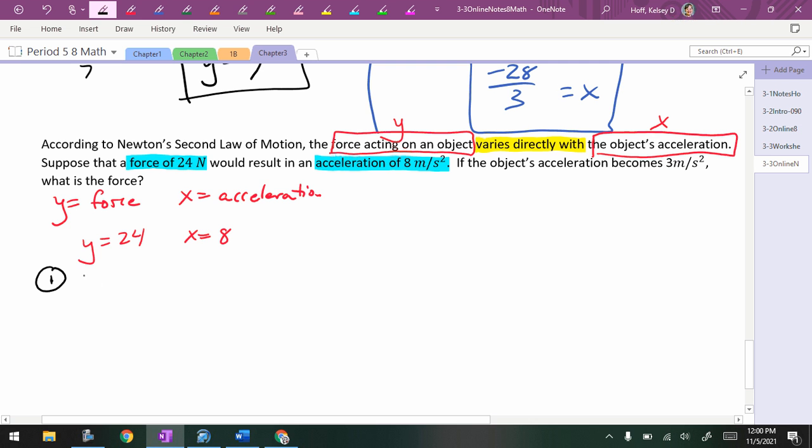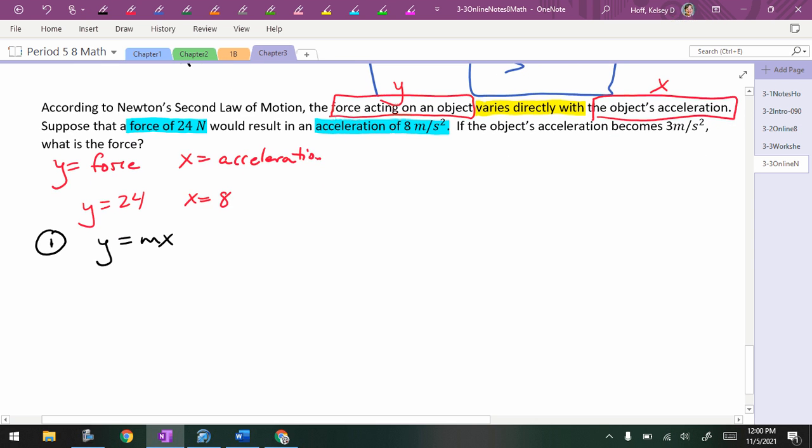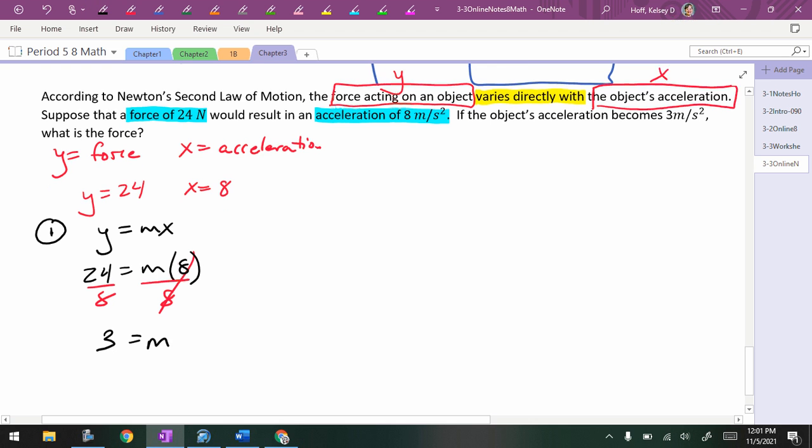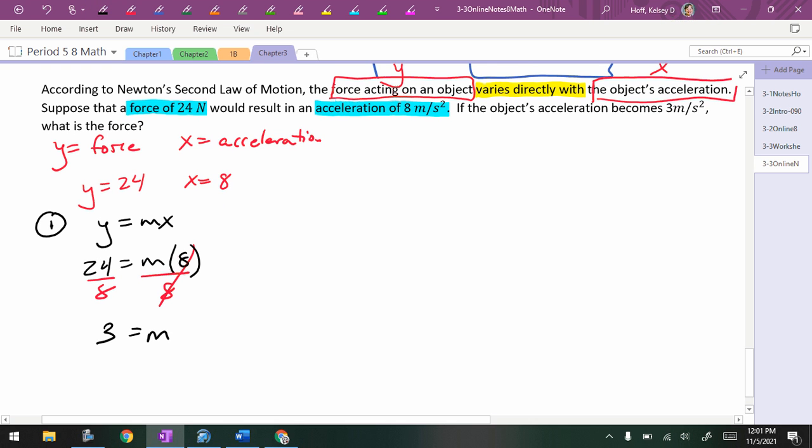Direct variation equation starts with y equals mx. What did you guys just tell me y was? 24. I don't know what m is yet, but what is x? 8. How do I solve for m? Divide by 8 on both sides. M equals, ooh, we like this one. 3. It's a whole number. It's always nice when it's a whole number, right? What's my equation then? Y equals 3x.